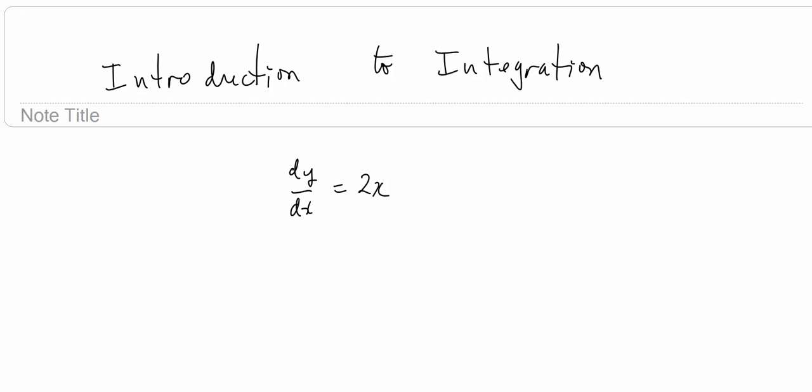What we want to know is what curve has a dy by dx equals 2x. So what is the function y such that if you differentiate it, dy by dx is 2x? Well, from differentiation we know this, that if y equals x squared, dy by dx is 2x.